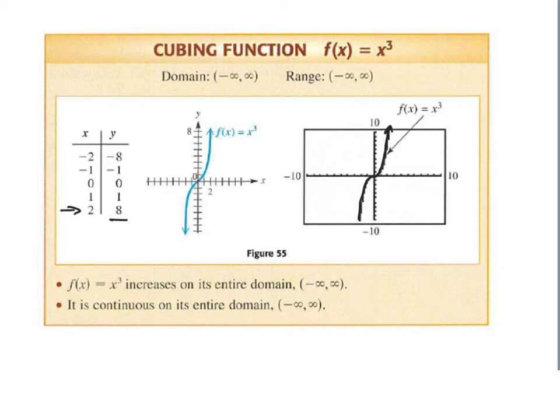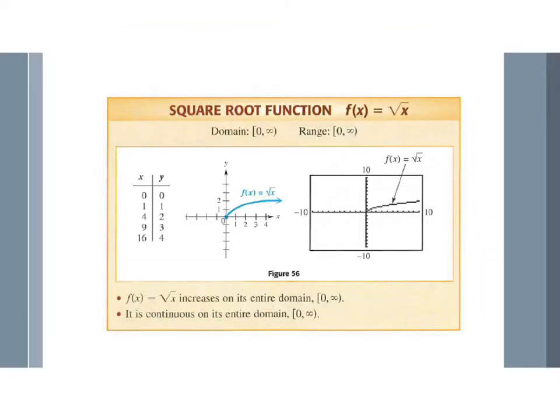Let me go back to the x squared. Again, the cube function, the domain and range are both all real numbers. Again, memorize the shape that the graph takes on. The next graph we're going to talk about is the square root function. This one is also going to be restricted to real numbers.